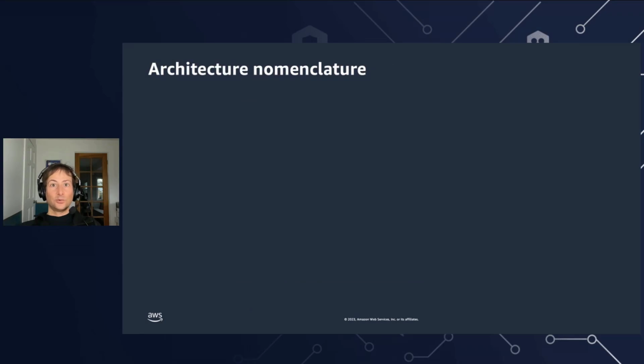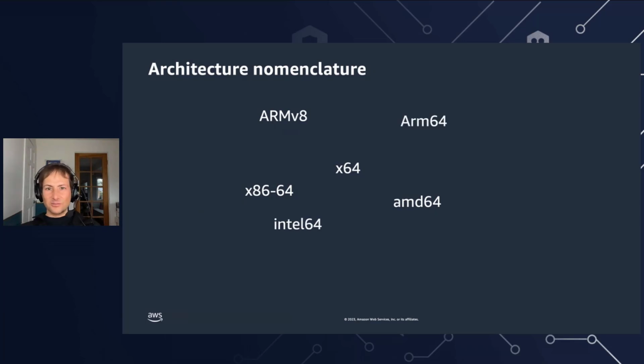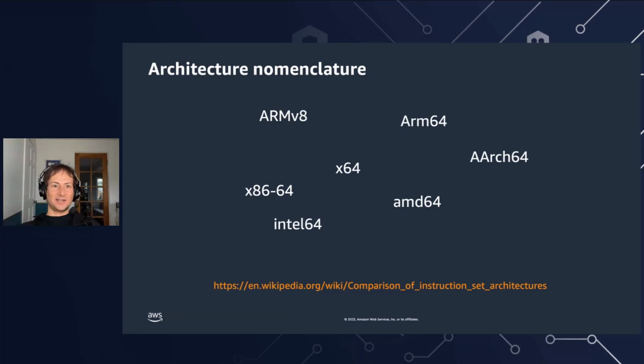In terms of looking for software that would support the Graviton-based instances, there's a pretty important thing to know about, which is which architecture you should be targeting. And when it comes to architecture, you will see lots of different names. For example, ARMv8 or x64, x86-64, AMD64, Intel 64, ARM64, AArch64. That's a little bit of a mess, and sometimes it's hard to understand what means what.